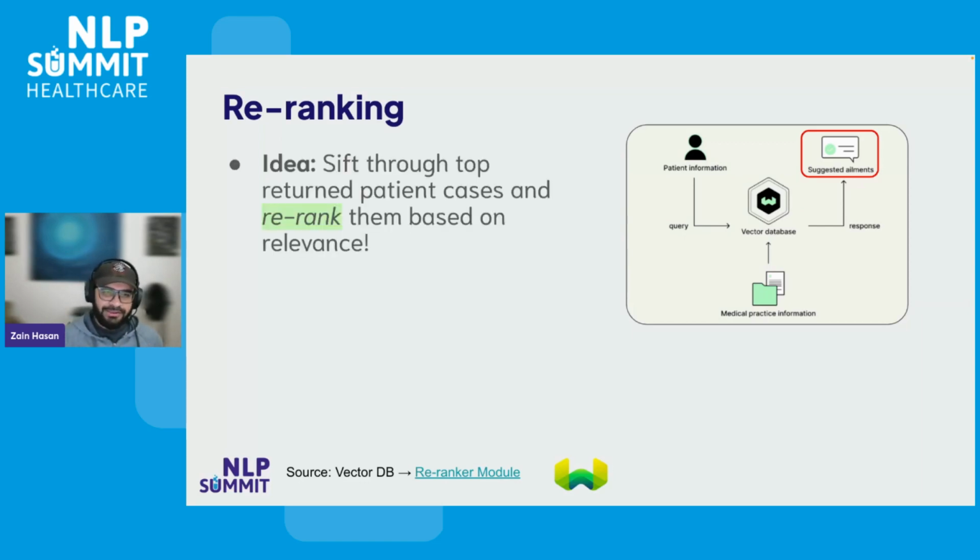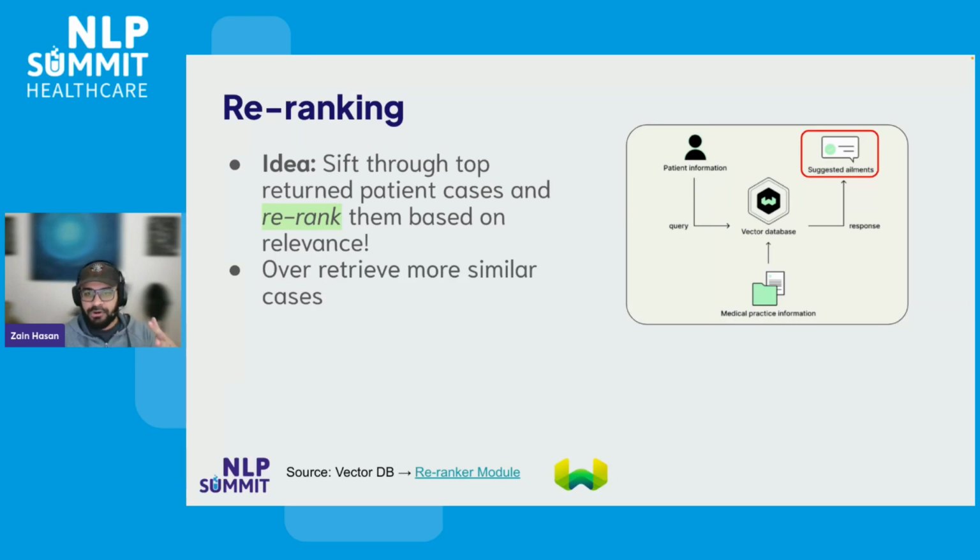So the main idea is we want the model to sift through everything that this database thinks is relevant to this particular patient's information, and we ask a separate model to re-rank them, right? Just so we have one last kind of pass through these documents. And so we want to over retrieve, and maybe before we were retrieving 5 documents, now we want to retrieve 25 documents.